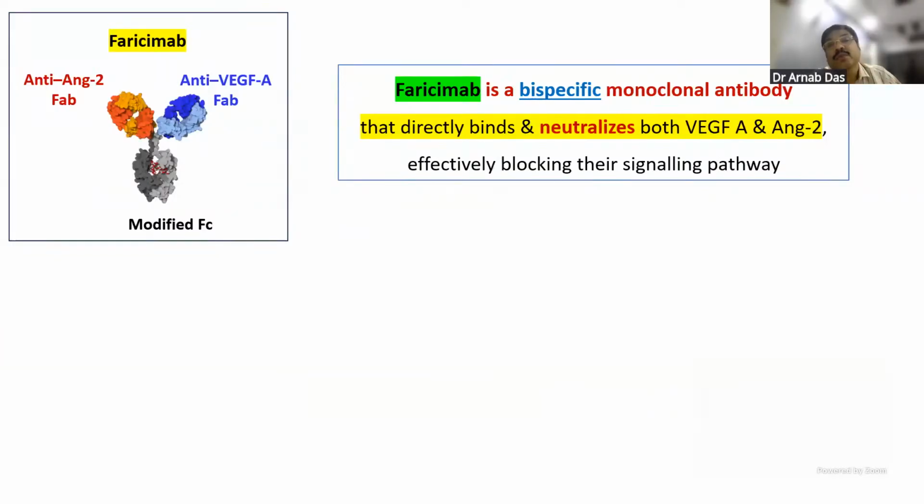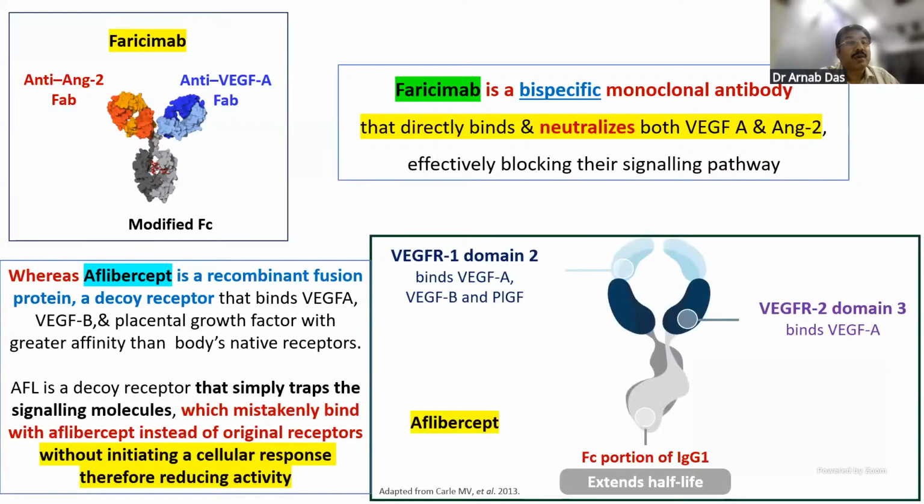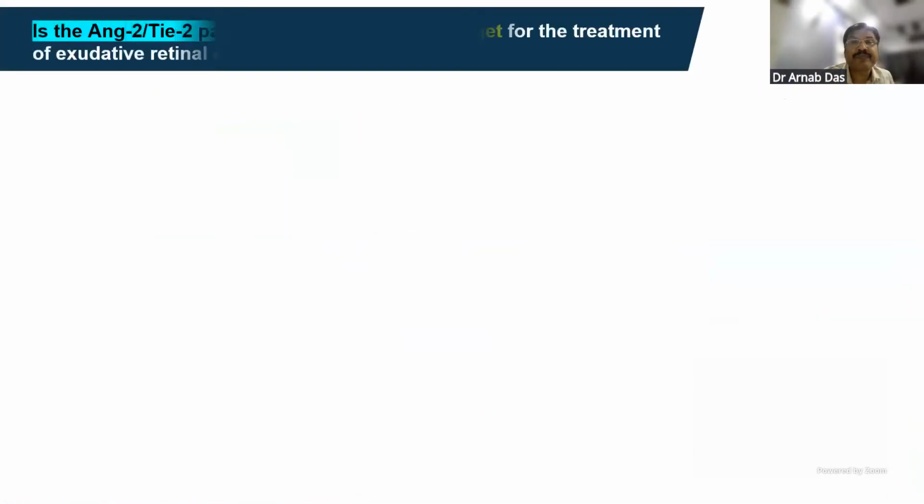Faricimab is a bispecific monoclonal antibody that directly binds and neutralizes both VEGF-A and angiopoietin 2, effectively blocking their signaling pathway. Whereas aflibercept is a recombinant fusion protein, a decoy receptor that binds VEGF-A, VEGF-B, and placental growth factor with greater affinity than the body's native receptors. Aflibercept is therefore a decoy receptor that simply traps the signaling molecules, which mistakenly bind with aflibercept instead of the original receptors without initiating a cellular response, therefore reducing activity.